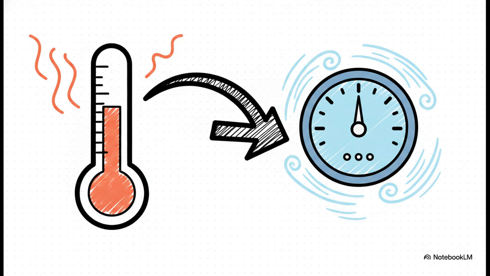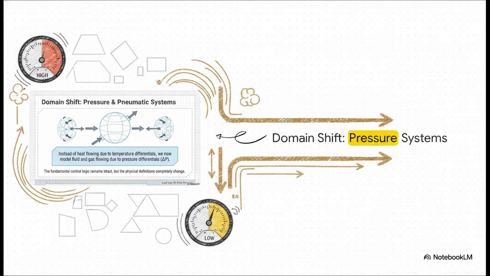In the world we just left behind, heat flowed because of a temperature difference, right? But in the pneumatic world, fluids and gases flow strictly because of a pressure difference. We're essentially swapping out the thermometer for a pressure gauge. Think about a spherical vessel. Here, mass movement isn't driven by heat at all.